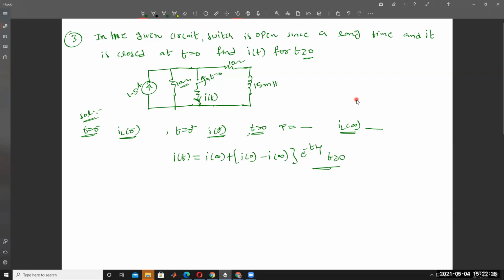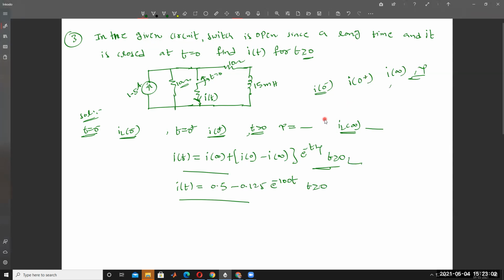So the answer for this problem is I of t equals, all of you solve, this is called assignment, minus 0.125 e power minus 100t. Okay, this is the solution for this problem. Solve I of 0 minus, I of 0 plus, then I of infinity and the time constant. You substitute all these here, and we'll get this answer. Okay, that is the third question.